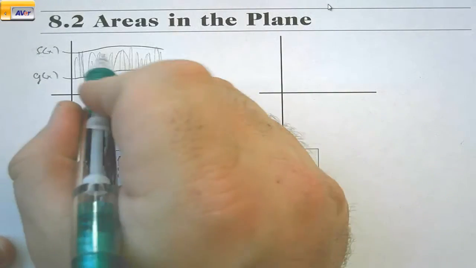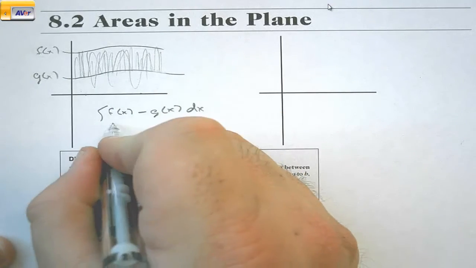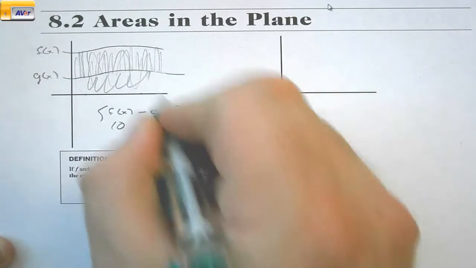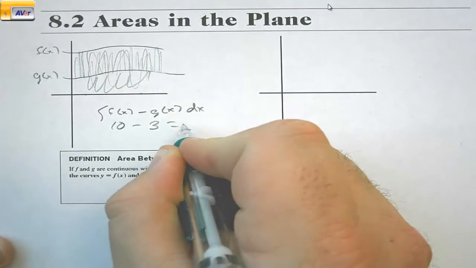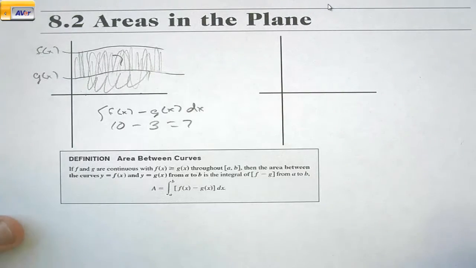So let's say if this entire area was 10 and the area below was 3, then we would have an area of 7 in between.